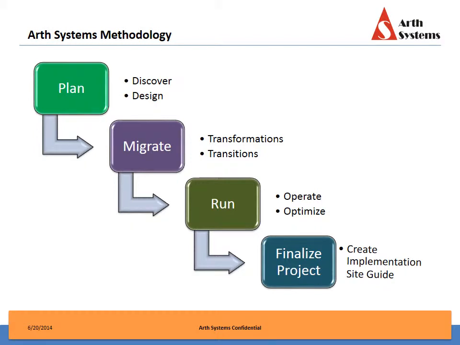The DR processes are transformed to exploit the AWS features that will enhance your infrastructure and transition their protection to the cloud. During the run phase, operational procedures are defined to ensure a smooth production experience. Processes and procedures are created to facilitate continuous improvement and optimization of the new infrastructure. All projects that Arth Systems participates in are concluded with an implementation site guide that documents the project.